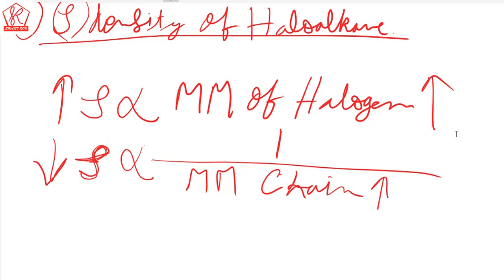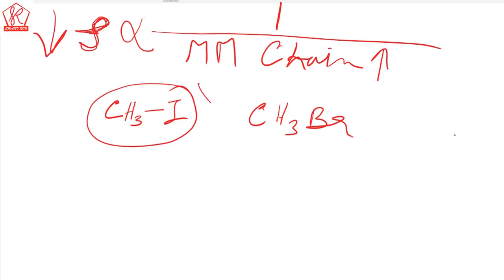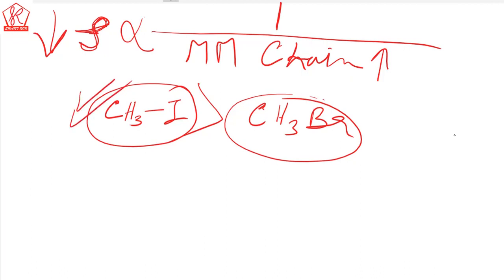So let me tell you this taking an example. So in case of CH3I and CH3Br, as the molecular mass of iodine is greater than bromine, so definitely the density of iodine compound will be more than that of bromine. But here comes the twist. If we add up more number of carbons in the chain, let me take another example, example 2.